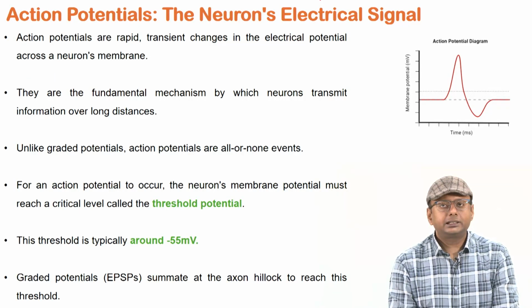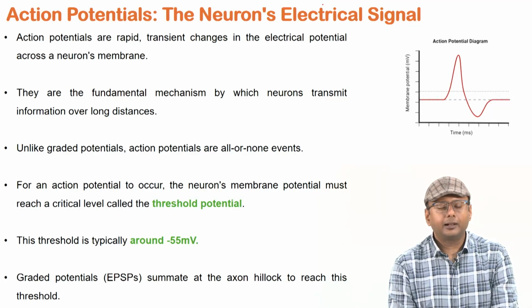So what is basically an action potential, or the neuron's electrical signal? Action potentials are generally very rapid, transient electrical signal changes, okay, and that happens across the neuron's membrane. And whenever these rapid transient changes of the electrical potential happen, neuronal cells transmit a signal from the axon hillock area of the neuronal cells. So basically, this is the cell body, and we have the axon hillock area.